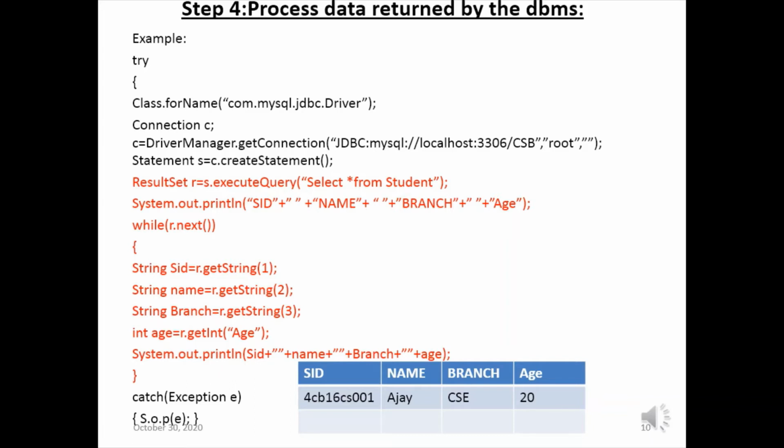Then the third attribute is branch of type varchar. Again x will be replaced by String. So getString, the column index is 3. The method is going to return the value CSE to the variable branch.